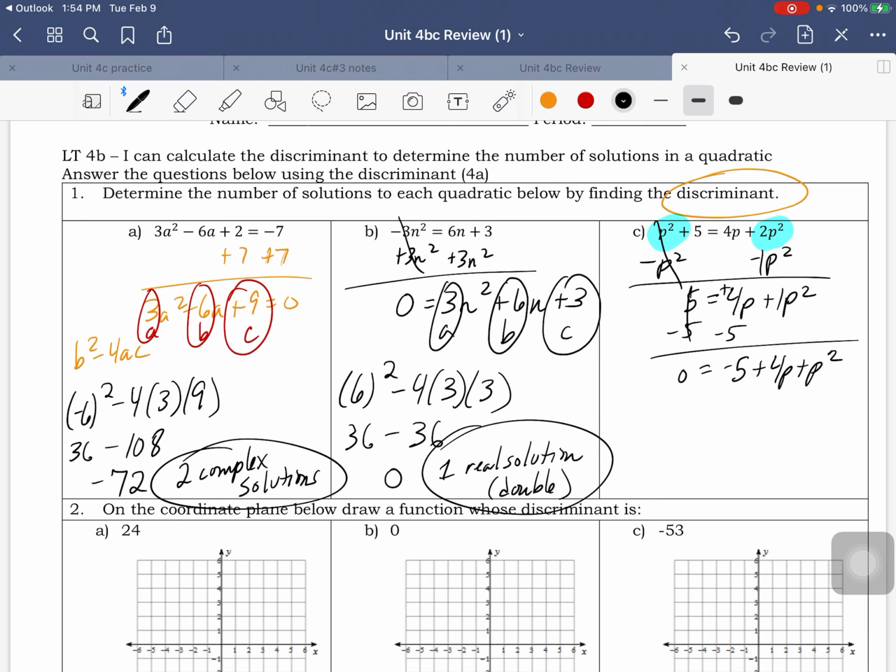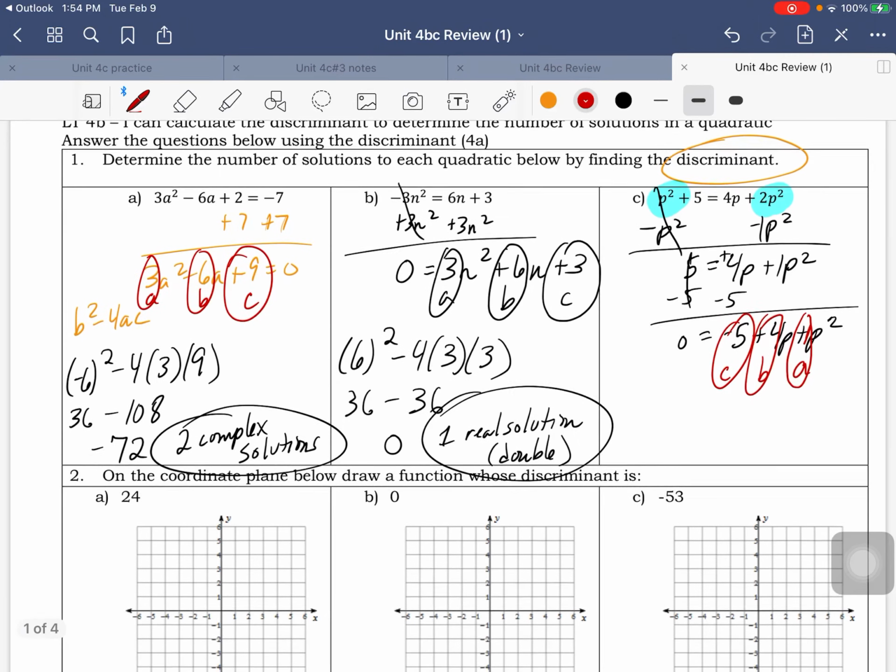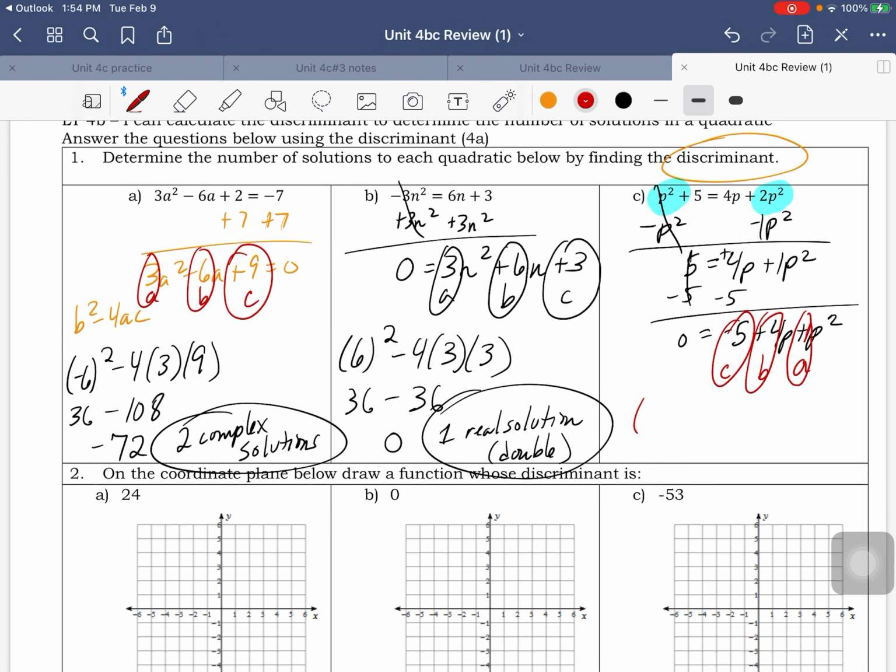Be very careful with what the a, b, and c are. So the a is the 1, because that's the p squared. The b is the 4, and c is the constant, negative 5. Substitute those in, so you get b squared, so 4 squared minus 4 times a times c. So that's 16 plus 20, 36. 36 is a positive number that's going to give us two real solutions if you were to work out the whole quadratic formula.